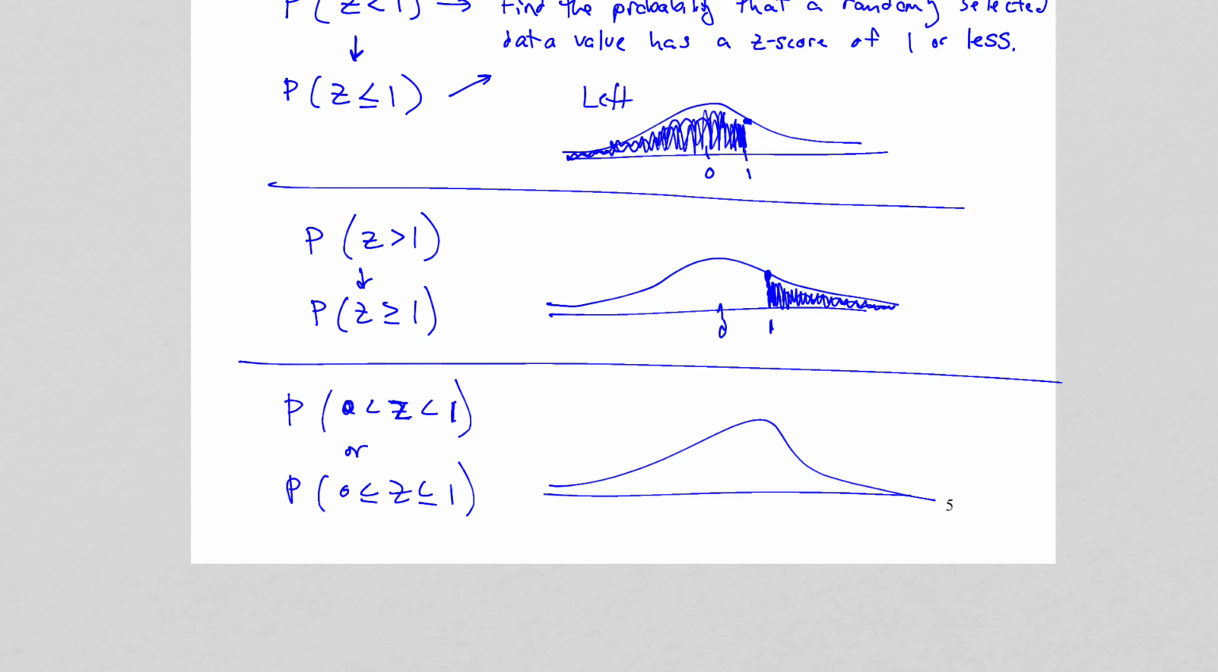Let's draw this curve. It's ugly. Doesn't really look normal, but we're going to go with it. I don't know if I can go with it. I think I have to erase it. There we go. That's a little better. Okay, so 0, our inflection point, our z-score of 1. So we're looking for an area between those two. So that's what it would look like on the distribution.